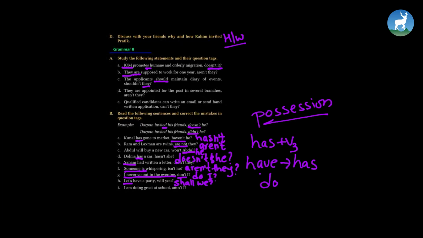I am doing great at school, amn't I? There is no word as amn't. We have to use aren't I. Question tags use aren't with I as well. This is something very unique. Don't forget this. With I and a positive sentence, the question tag used with it is always aren't I.